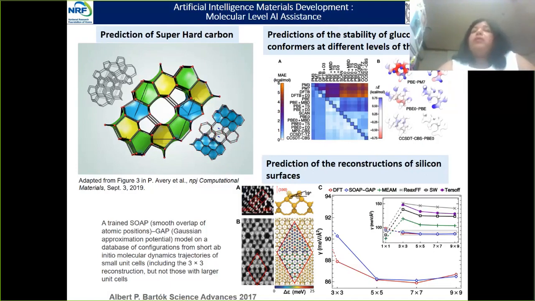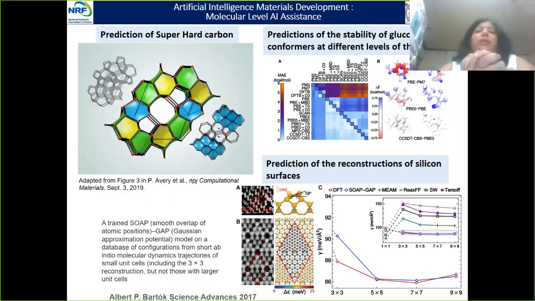Another example is at the local level. That means at the molecular level, how people are using artificial intelligence. So there is a group by Bartok. They published in 2017, at the time when I made this slide.